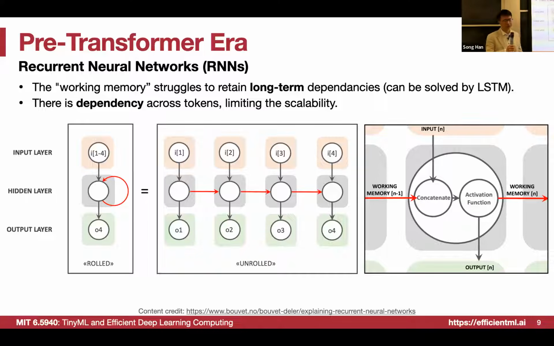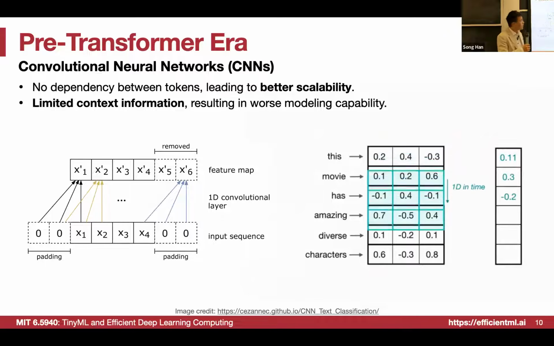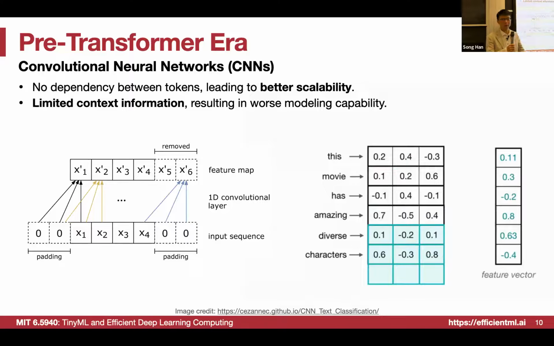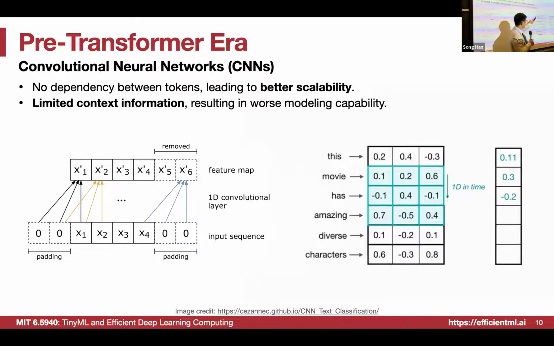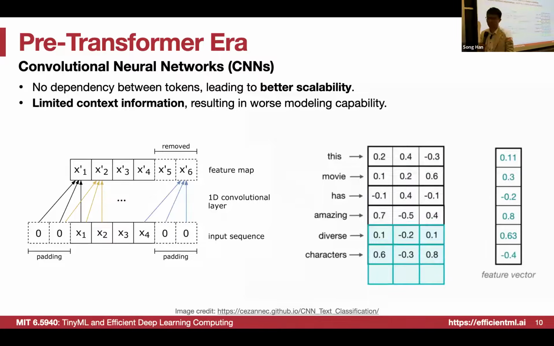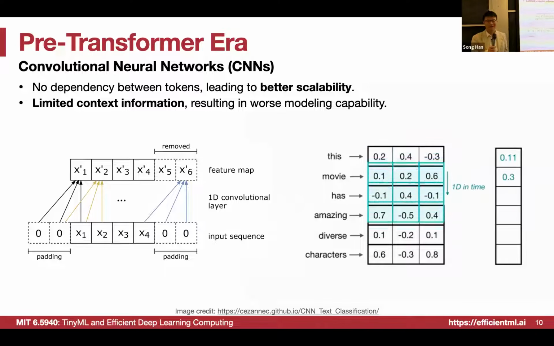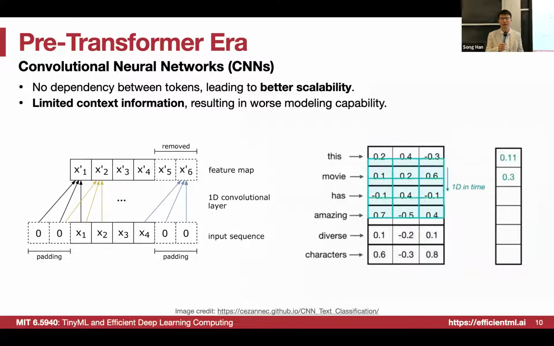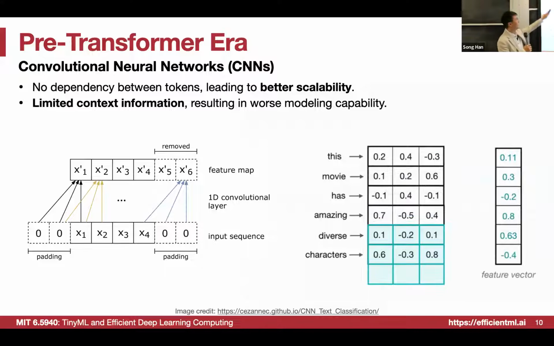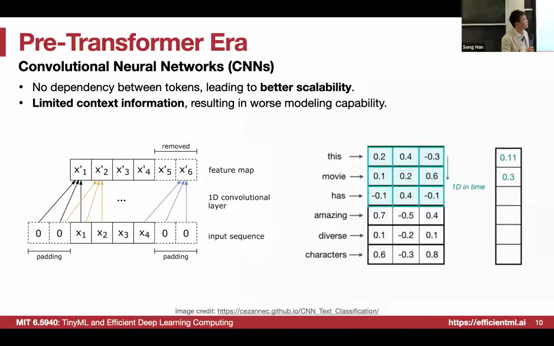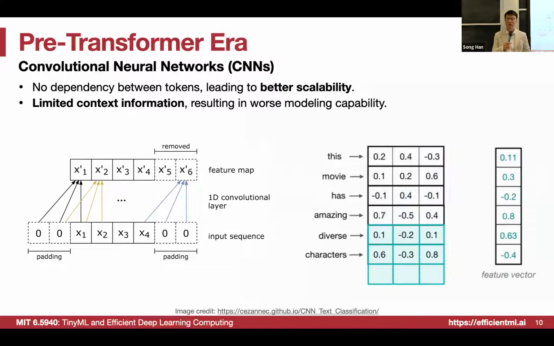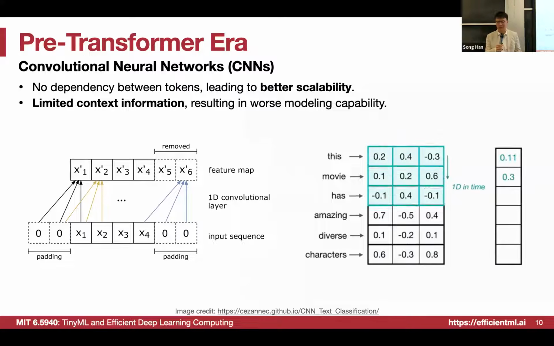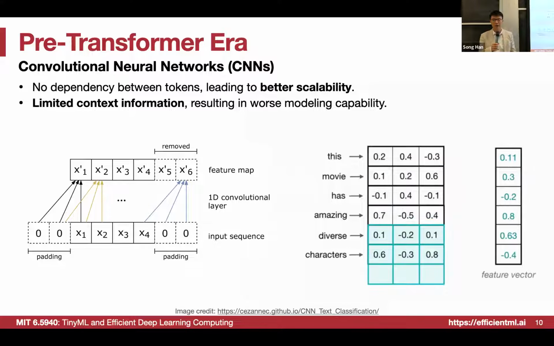So the problem here is there's dependency across the tokens, limiting the scalability. Another way is using convolution, which we are familiar with. So we have a window, and we can run convolution with a fixed window size. But here, the limitation is that although you can have multiple layers, you still have limited context, or receptive field, right? So that has limited context information, resulting in limited modeling capability. Because you can only see a little window of the text.